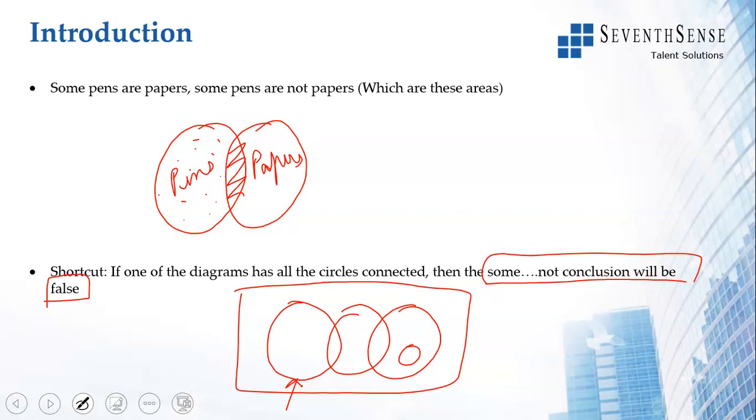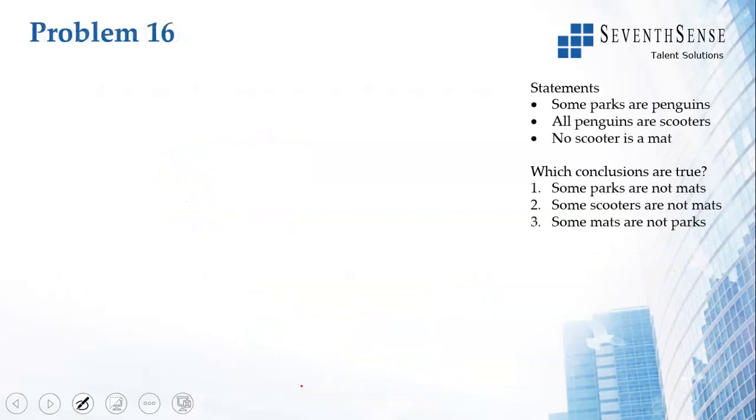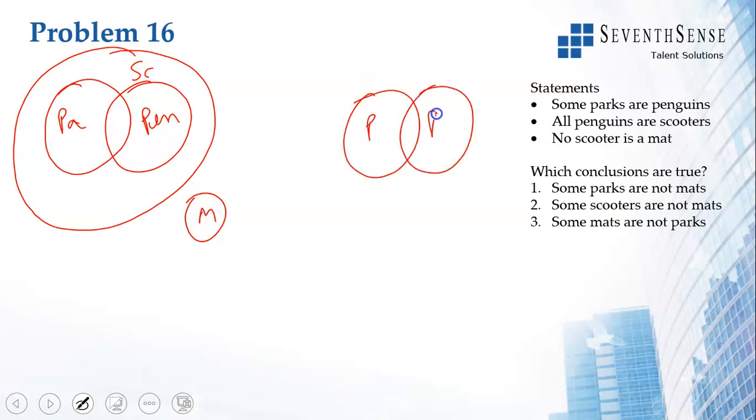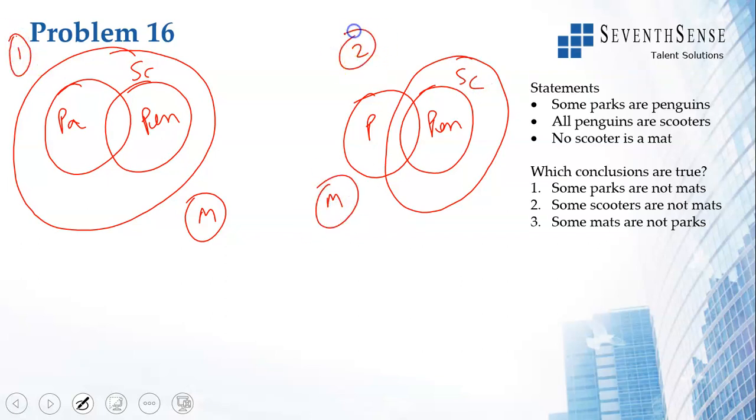Let us look at a few problems. Some parks are penguins, all penguins are scooters, no scooter is a mat. So let us see in how many ways this statement can be drawn. Some parks are penguins. All penguins are scooters. So you can write this. All penguins are scooters and no scooter is a mat. So one way to draw. Some parks are penguins. All penguins are scooters. No scooter is a mat. Second way to draw. Third way to draw.